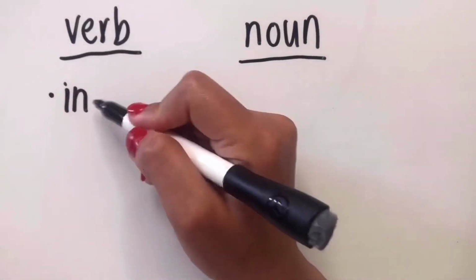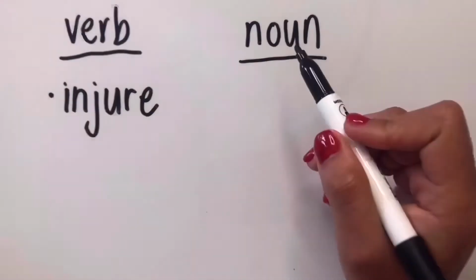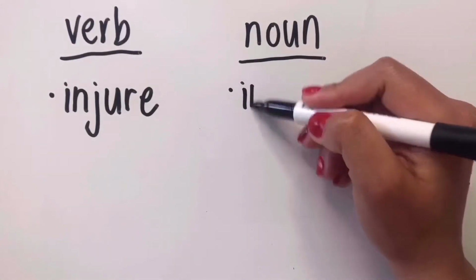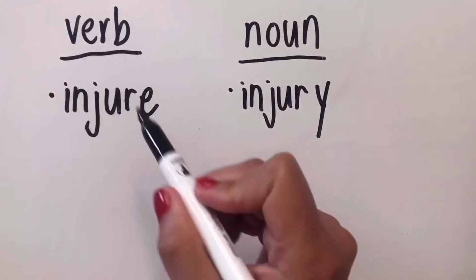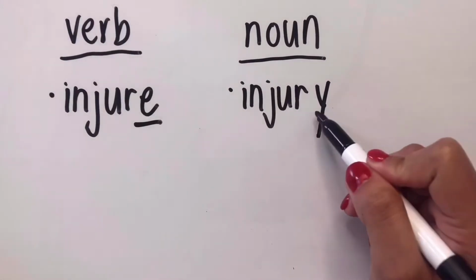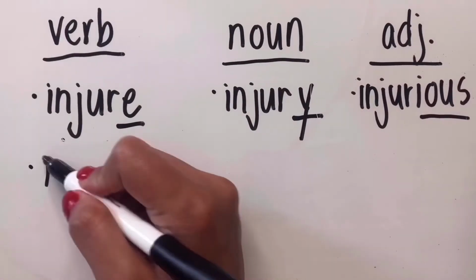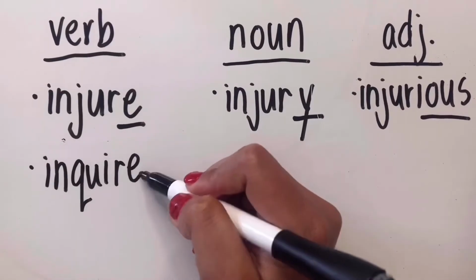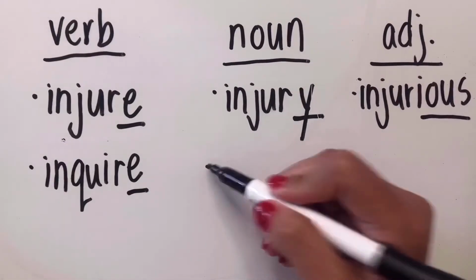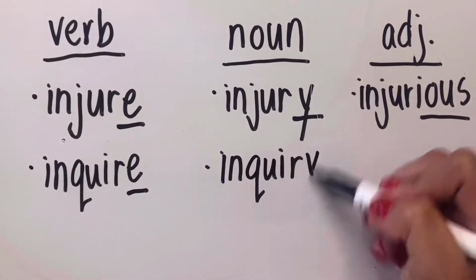I can injure my knee. As a noun, I would say I made an injury. So the verb ends in an E, and for the noun, I just change it into a Y. Another example that follows the same pattern is the word inquire. The verb ends in an E. As a noun, you would say inquiry. Very good, ends in a Y.